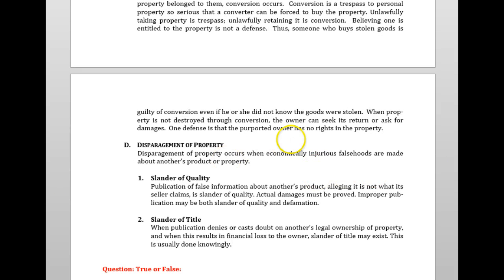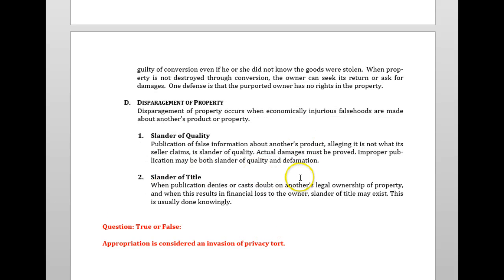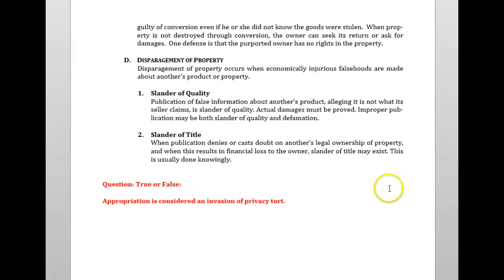And then you have disparagement of property, which is another interesting tort. And that's when you slander a business or you slander somebody's property. Publication of false information about another's product or another's business could be slander. And slander of title is when a publication denies or casts doubt on another's legal ownership of property. It kind of brings things into question. So that's called disparagement of property, and that's a tort. A question here: appropriation is considered an invasion of privacy tort. Is that true or false?